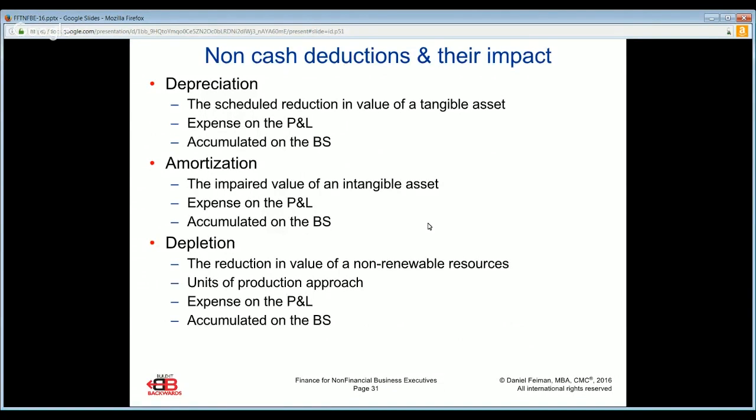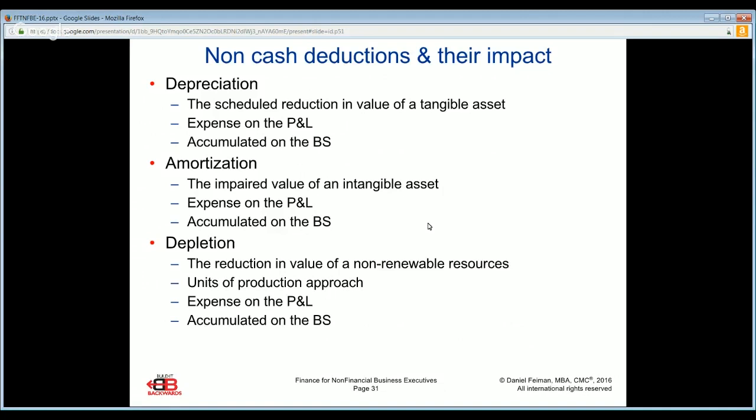Third category is depletion. Now, depletion is for a very select group of assets. In fact, there's a separate section under both generally accepted accounting principles and International Financial Reporting Standards, IFRS, for depletion. It's only applied against non-renewable natural resources. So, oil, gas, coal, these types of resources are extracted from the ground and are not to be replaced. A forest, even if we cut trees, can be regrown, so they are not depleted.